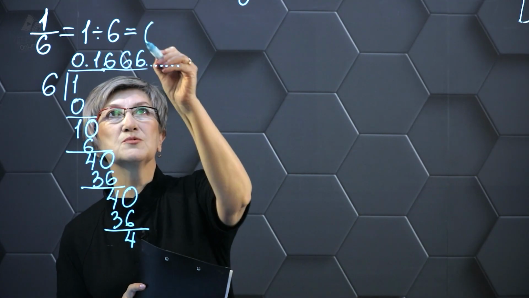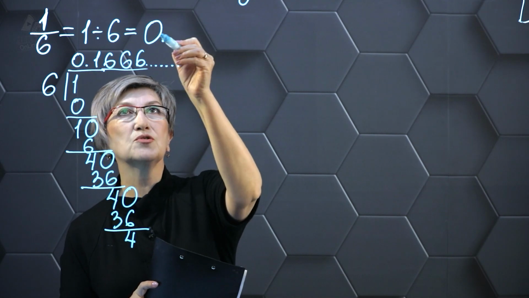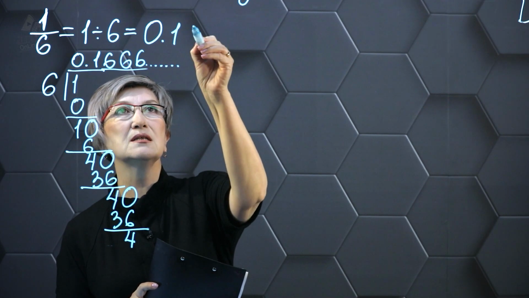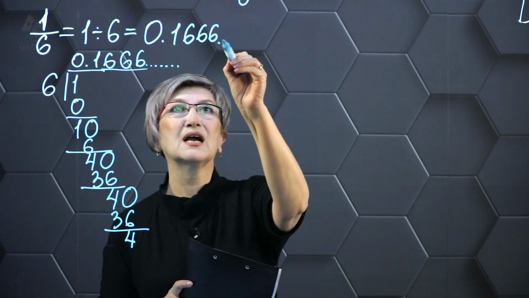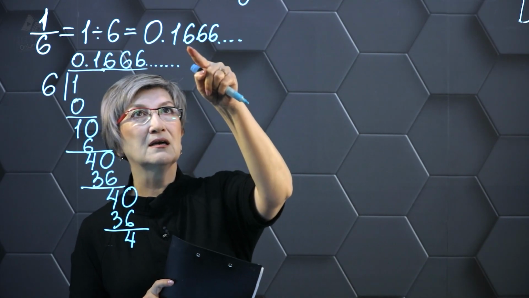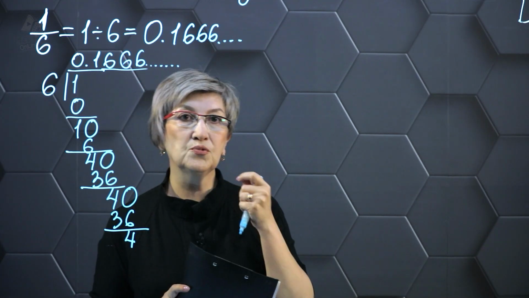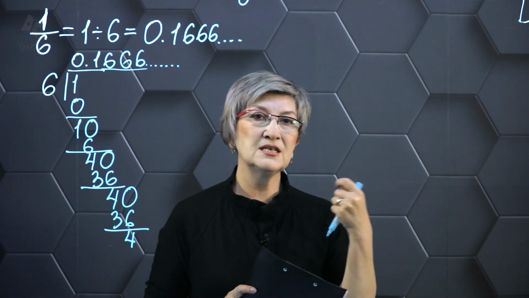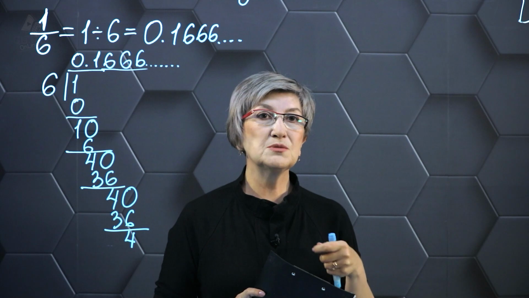Notice that in this case, I will first write down the answer 0.1, and only the number 6 will be repeated an infinite number of times. So this 6 will be considered a periodic number, that is, the period of this fractional number.